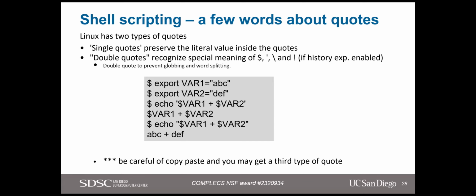Very often it is recommended to use double quotes, and this will prevent globbing and word splitting, even if you're not using special characters. So in this example, we set two variables. var1 is ABC, var2 is DEF.